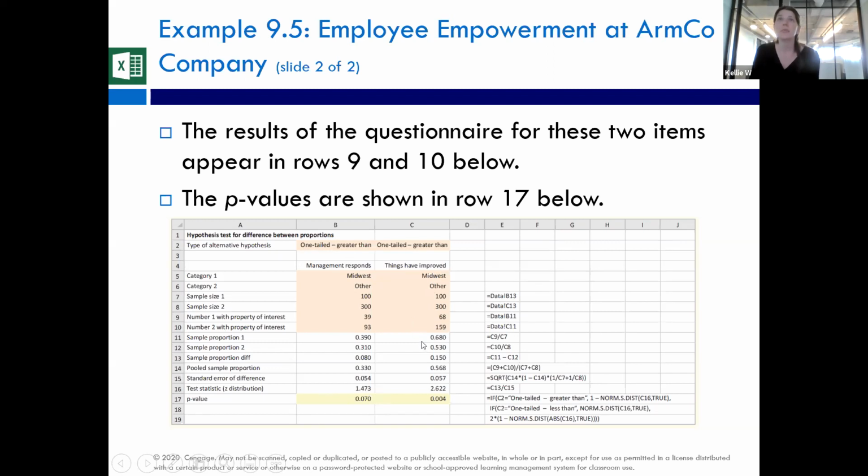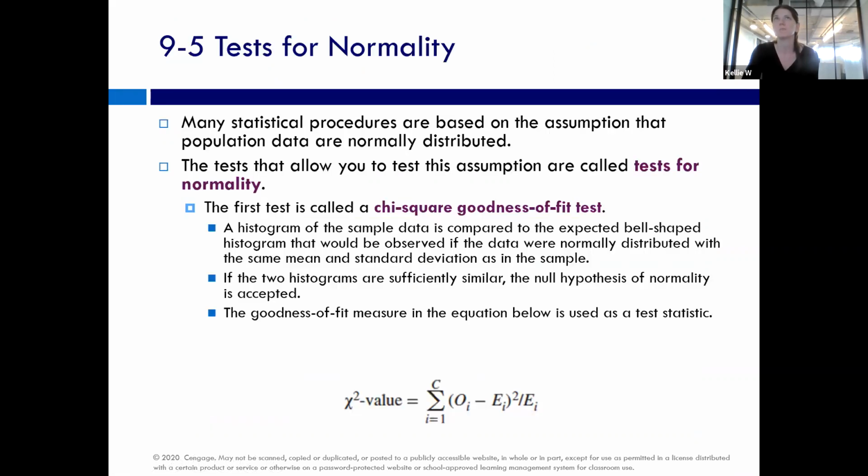On the other question, have things improved? So 68% of the Midwest population felt that they had, and only 53% of the other plants without the new process in place. So if we calculate out all of our information for that, our p-value is really low. So we can definitely say that that process made employees feel as though things had improved at the Midwest plant much more strongly than no process at all.